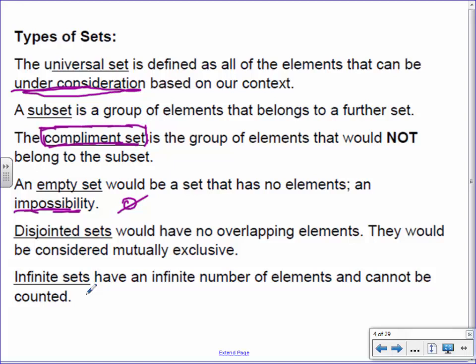So if it's the kind of set, and this doesn't happen a lot, but if you have the type of set where you can just always keep going, it's an infinite set. Any issues on the vocabulary? Okay, I think you guys are going to find this easy.